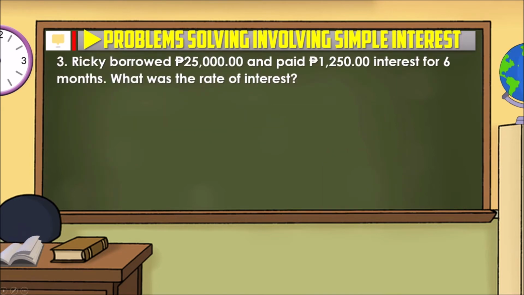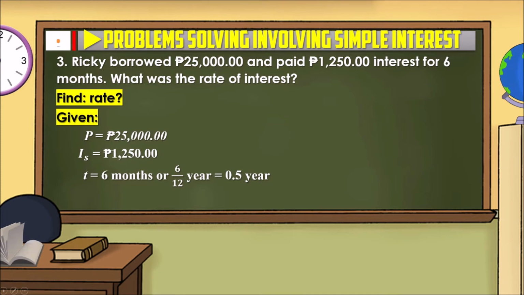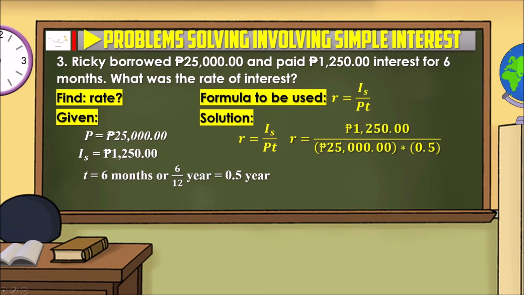Number 3. Ricky borrowed 25,000 pesos and paid 1,250 pesos interest for 6 months. What was the rate of interest? In this example, we need to find the rate. Given are the following: we have the principal value, the interest, and the time. It is converted into years. The formula we are going to use is the formula in finding the rate. Substitute the given to the formula. Now, perform the operation. Our final answer for rate is 10%.